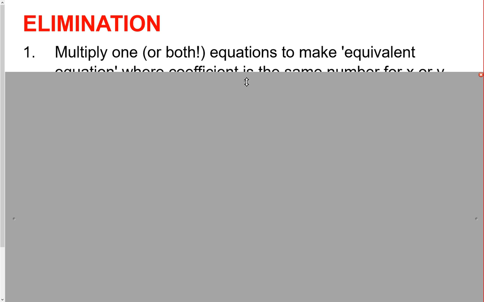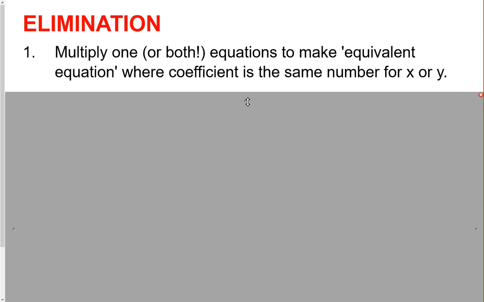Our other type is elimination. That one's a little bit trickier, I think, but it's much faster for certain examples. So with elimination, you're going to multiply one or both equations to make an equivalent equation, just like we did in the chat, where the coefficient is the same number for x or y.